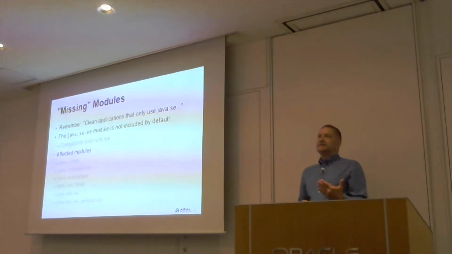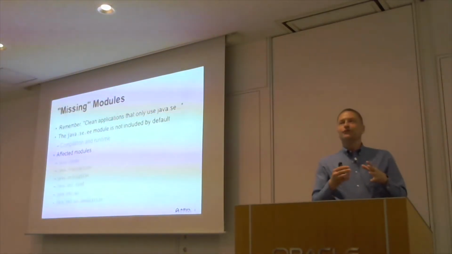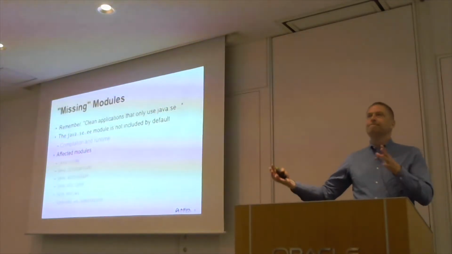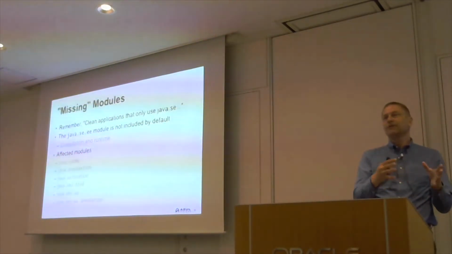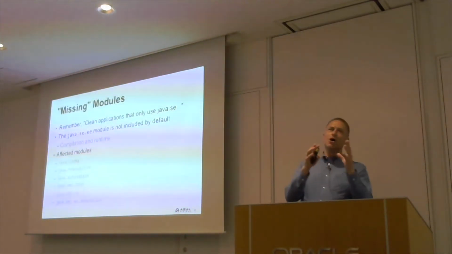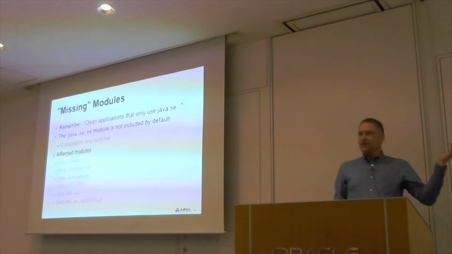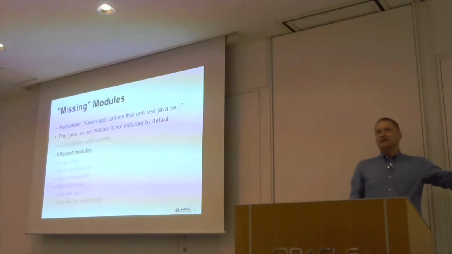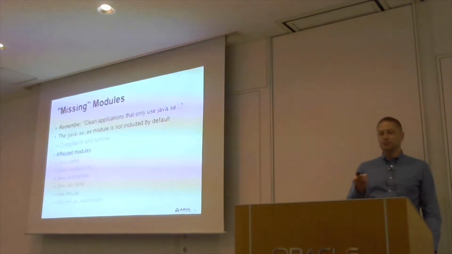JDK 9 is starting a trend of not just adding features, but removing them as well. And that's a good thing because it's starting to tidy up the JDK. It's been overdue for quite a while. Things like Corba, we really don't need to be shipping those in 2018. We can leave those out quite happily. And there are some other things as well, which we'll talk about.